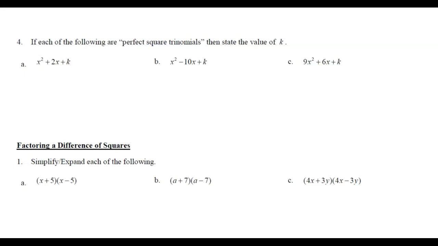Okay, so what we were doing was taking half of the coefficient of the x term and squaring it. And if that value was the product of these, then it was a perfect square trinomial. So now do that. Well, 2 divided by 2 is 1. 1 squared is 1. So that's pretty straightforward. k has to be 1 if it's a perfect square trinomial. It doesn't ask you to factor them, so just state the value of k.